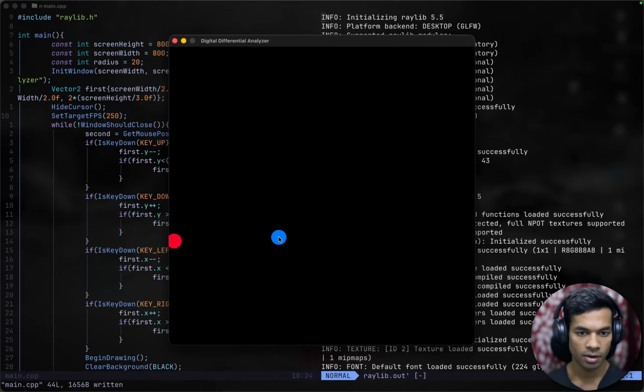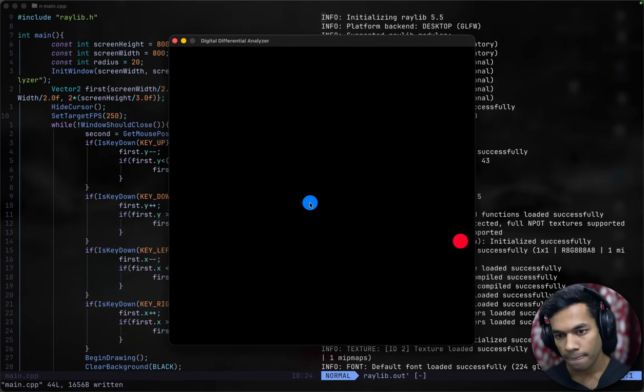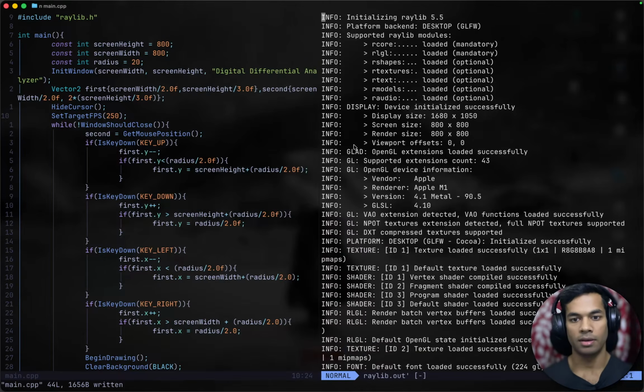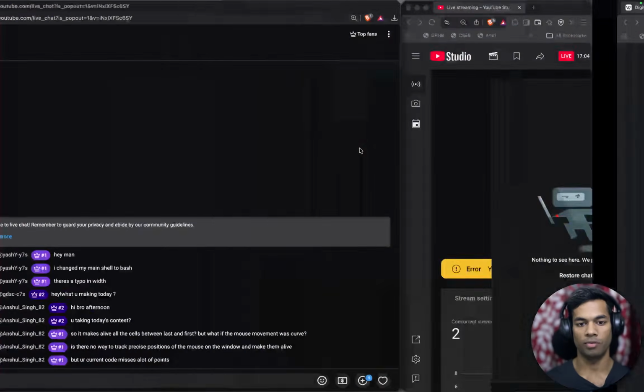And look at this. Only when the circle goes more than half does it come out the other way. Yeah, only then does it come out the other way. So that is kind of cool.